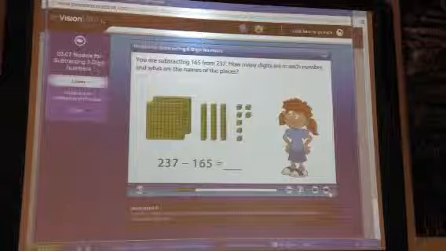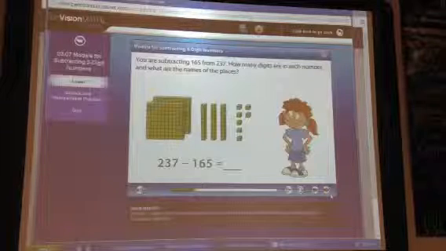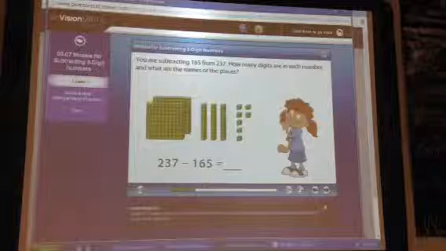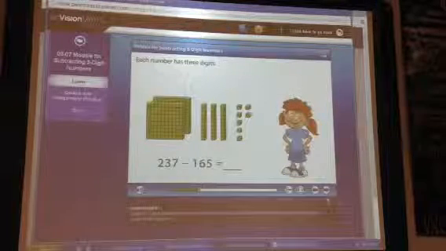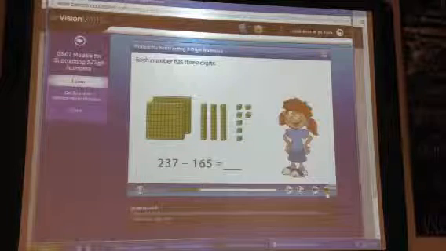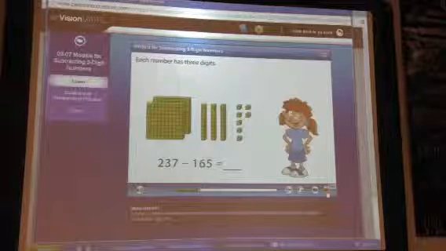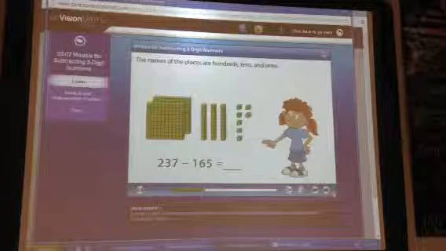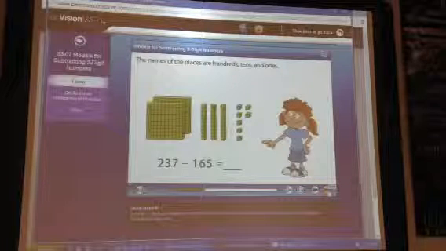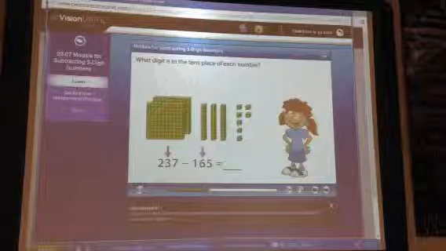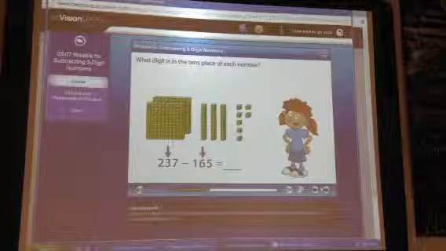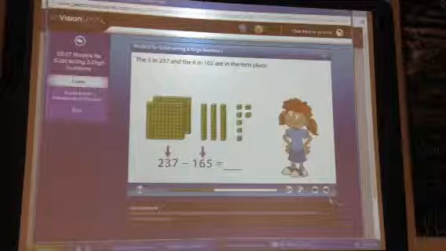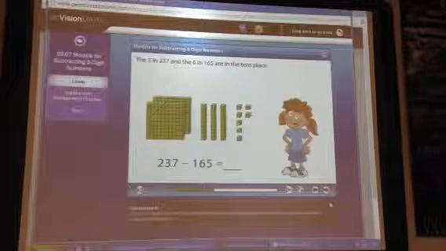You are subtracting 165 from 237. How many digits are in each number, and what are the names of the places? Each number has 3 digits. The names of the places are hundreds, tens, and ones. What digit is in the tens place of each number? The 3 in 237 and the 6 in 165 are in the tens place.